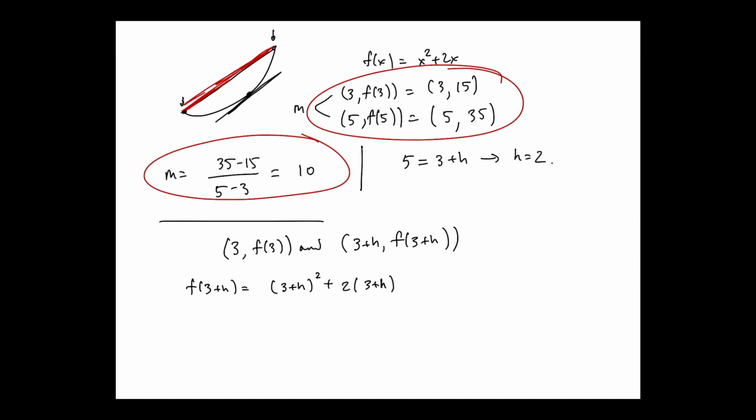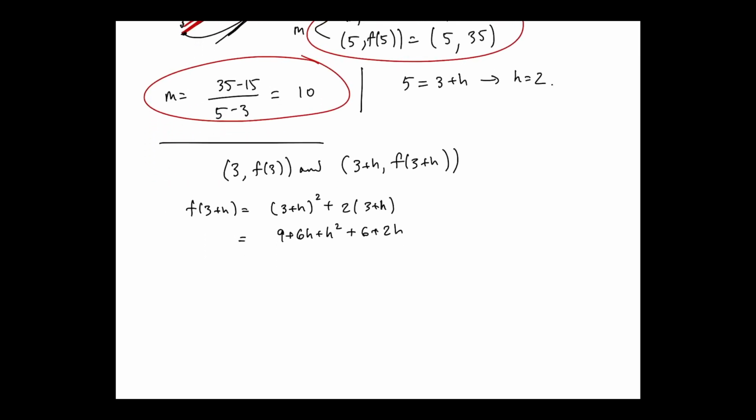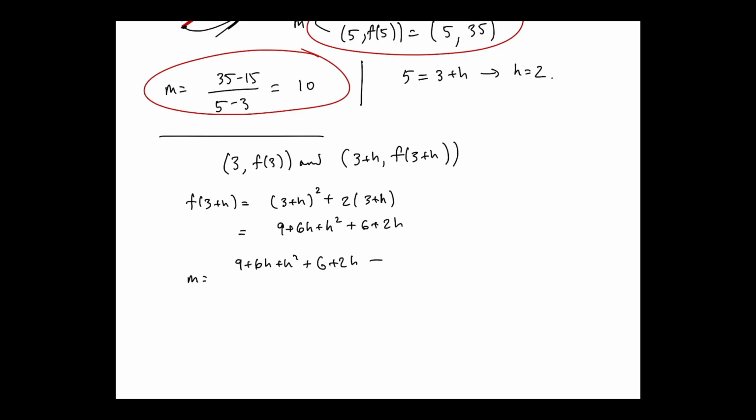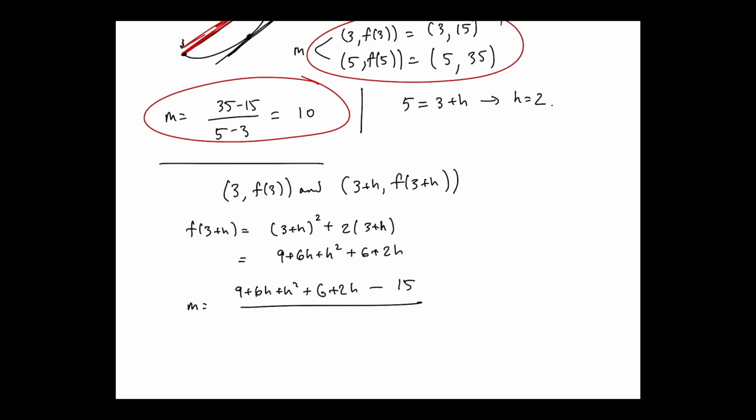So we've got some algebra to do here, but what do we get? We get 9 plus 6h plus h squared plus 6 plus 2h, right? And then if we do the same thing that we did a minute ago, which was the slope business, then we need to do this minus the old value, which was what, 15? And this would all be over, well, okay, so this is going to be kind of funny.